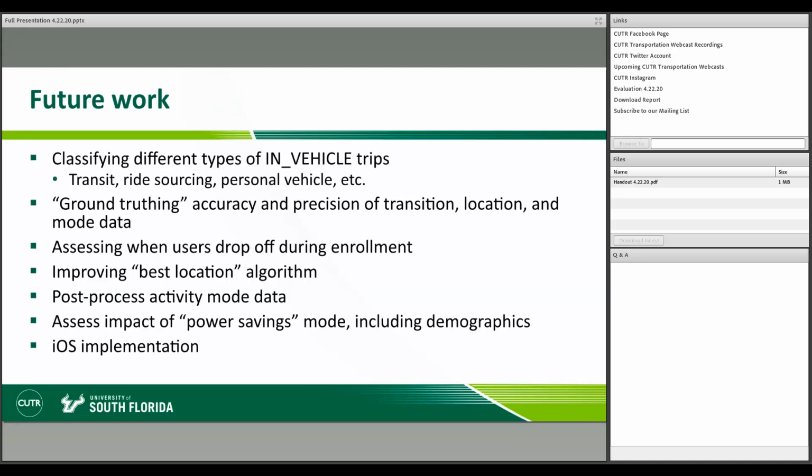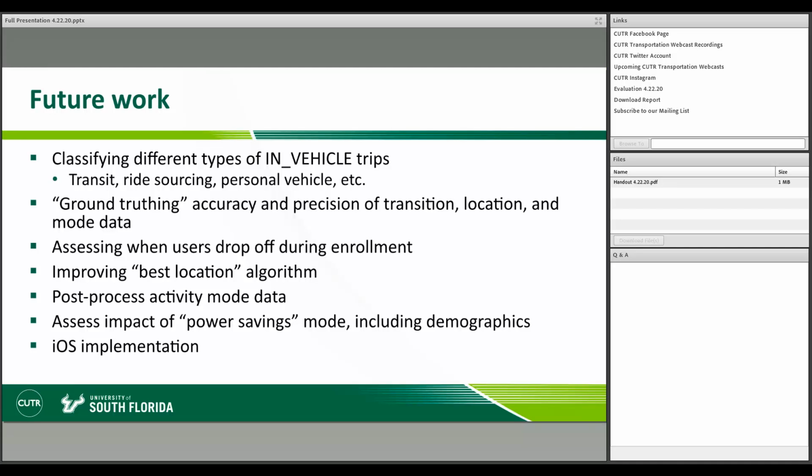Future work here is definitely looking at classifying different types of in-vehicle trips. As I mentioned before, we just get a notification that the user has transitioned to in-vehicle, but figuring out whether that in-vehicle trip was transit, ride sourcing, personal vehicle, et cetera, is something that we want to look at in detail. There's been past research on mode classification, although most of the time it's taken place when you have a more high resolution breadcrumb trail of the path of the user and precise speeds, but not with just origin, destination, location information. So that's where this will differ a little bit from past research.